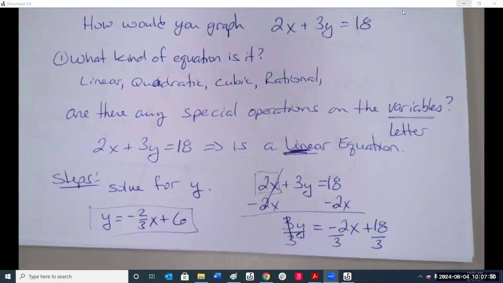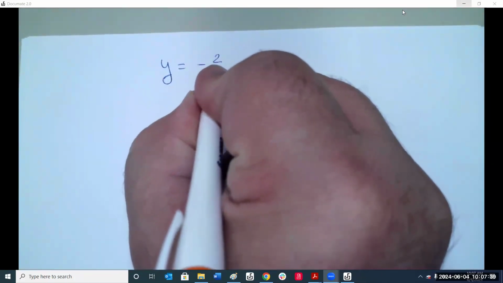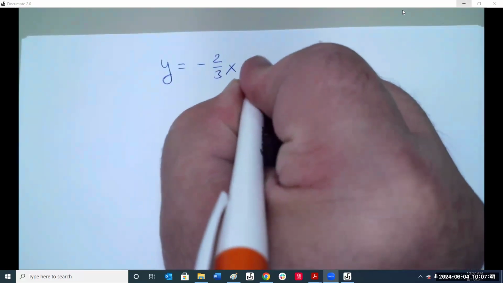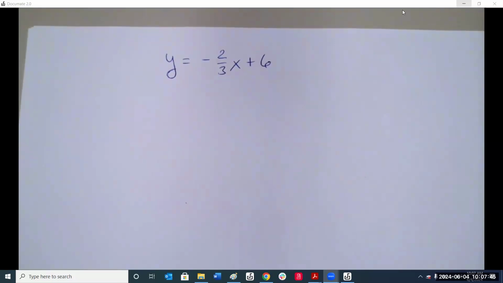So now we have a formula. Since we have a formula, we can plot some points. We know it's linear. To draw a graph of a line, what do you need? 2 points. Why do you need 2 points?